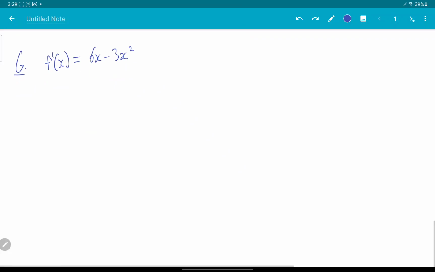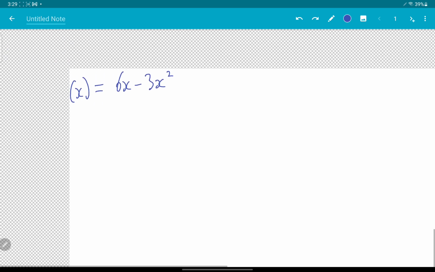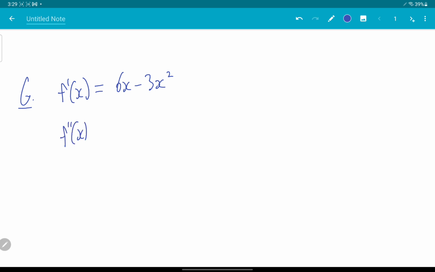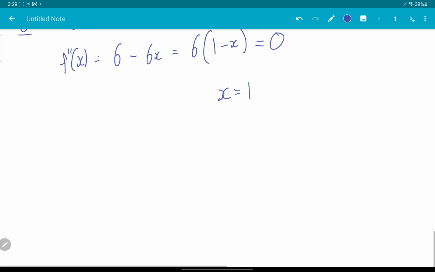Okay, part G, intervals of concavity and inflection points. So here's my first derivative, which I found earlier. And then I'll find the second derivative, which will be 6 minus 6x. Factor out the 6. 1 minus x. Set this equal to 0. And we get x is equal to 1. So 1 is the only number dividing up my number line here.